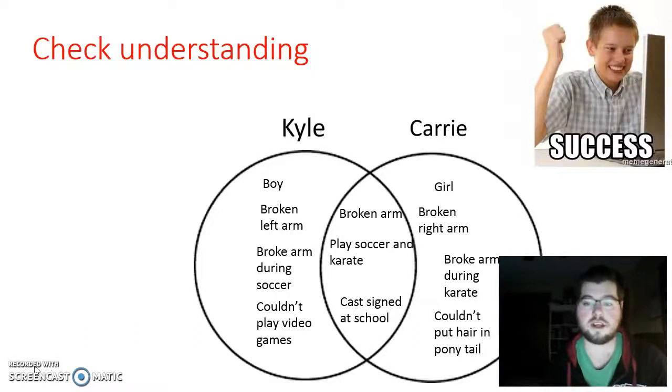Did you also notice that for Carrie you wrote down that she was a girl. She had a broken right arm. She broke her arm during karate class, and she struggled to put her hair in a ponytail.